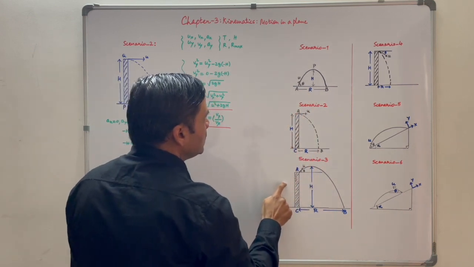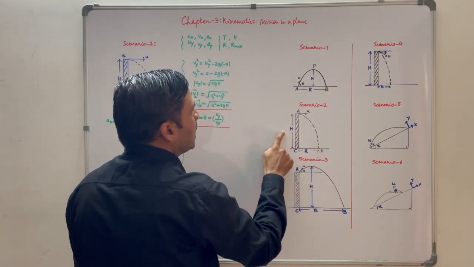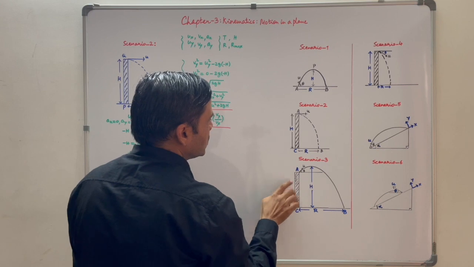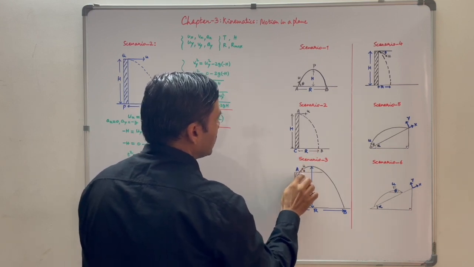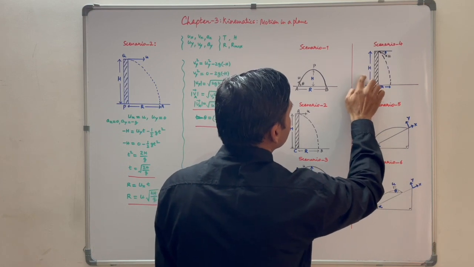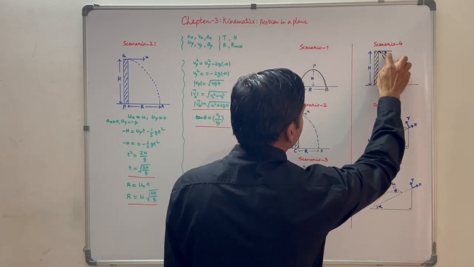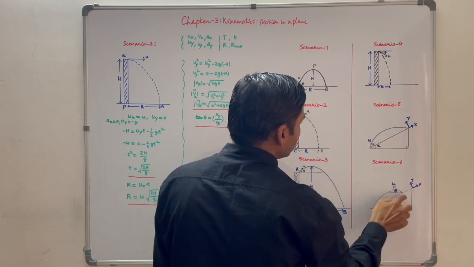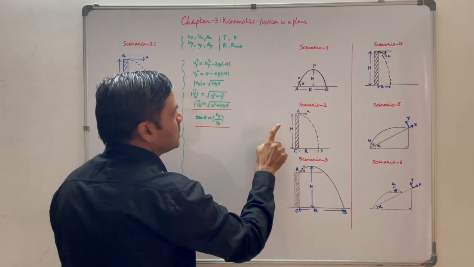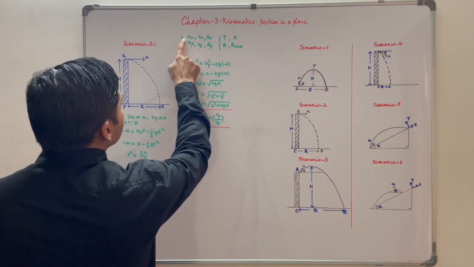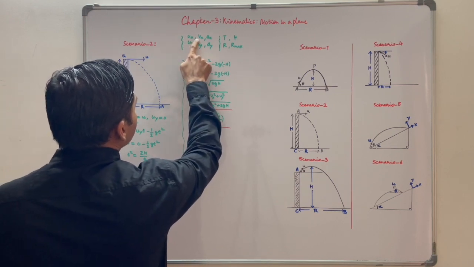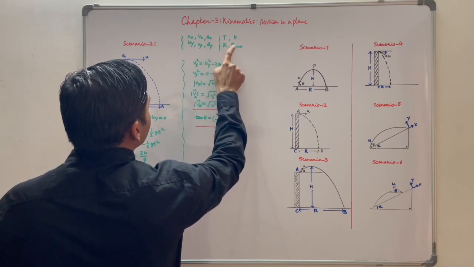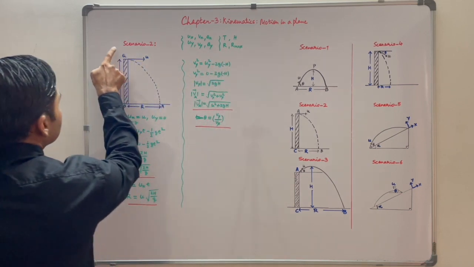In scenario 2, 3 and 4, a particle is projected from some height. In scenario 2, it is projected horizontally. In scenario 3, it is projected upwards at an angle theta with the horizontal. In scenario 4, it is projected downwards at an angle theta with the horizontal. In scenario 5, it is projected up the plane. And in scenario 6, it is projected down the plane. We will start with scenario 2. In all the scenarios, we will figure out ux, uy, vx, vy, ax, ay and calculate time of flight, range and maximum height.